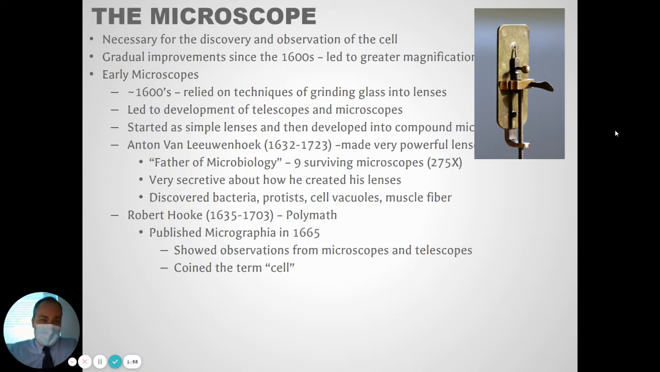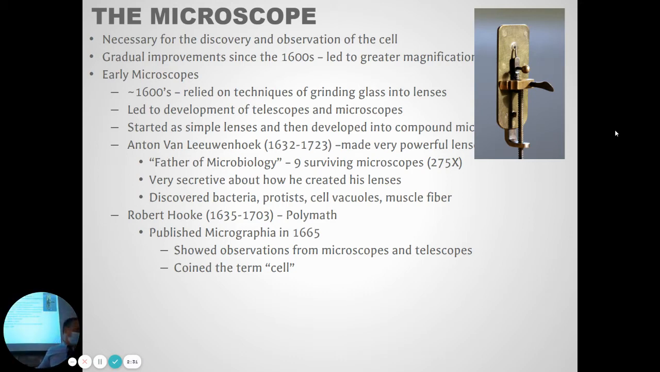This was the type of microscope that Anton van Leeuwenhoek invented. He was really important in the history. He made these super powerful microscopes back in the mid 1600s. And he was very secretive. He wouldn't tell anybody how he was making these lenses, and people tried to figure it out because they were really powerful. They could magnify images up to 200 or 300 times using this technology in the 1600s.